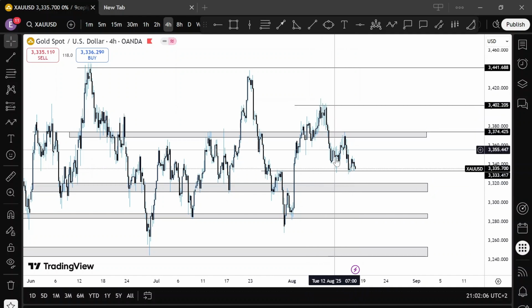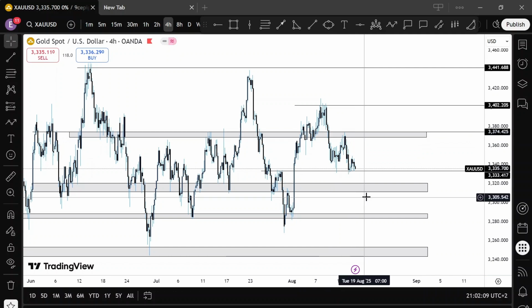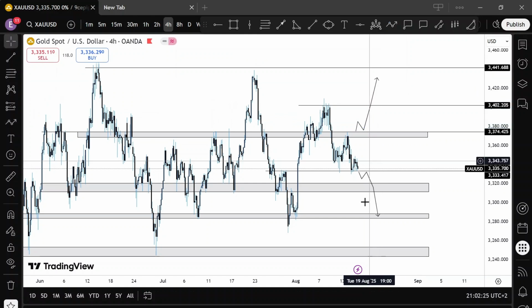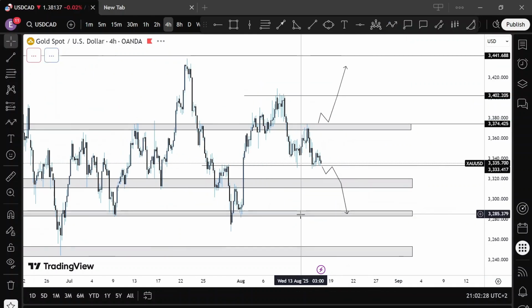Initially I wanted price to break below this region here, retest, and then continue to the downside. At market open, I would like to see price continue really to the downside, retesting these regions and possibly 3285. For buys, I would like to see price above this region one more time for buys, then to this point 3400 and possibly above. So let's see what happens.